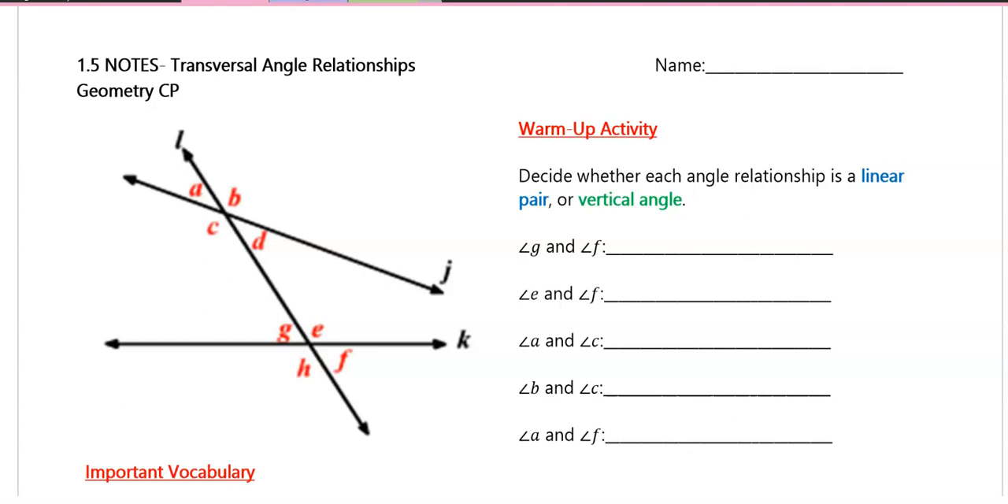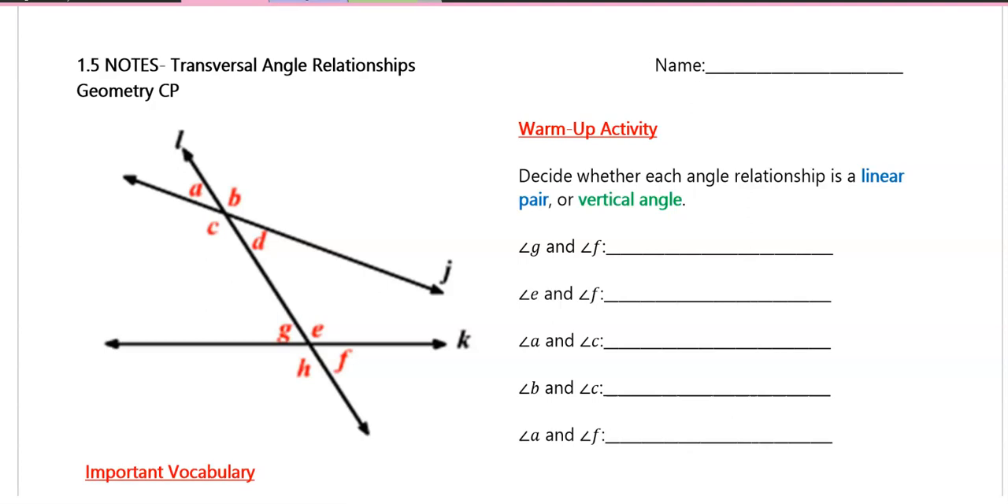If you're here, it sounds like it's time for us to talk about transversal angle relationships. So that's what this lesson is going to be about. I'm going to start you off with a short warm-up, and I would like you to take a moment to pause this video right away and try to answer these questions. For each angle pair that I give you here, I would like you to determine whether they are a linear pair or a vertical angle. Pause now.